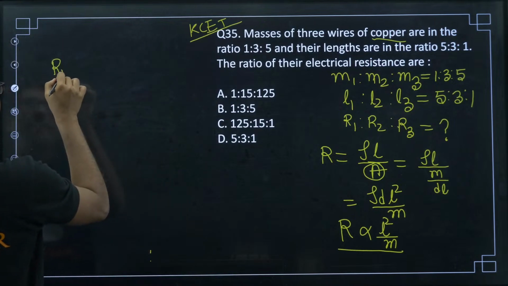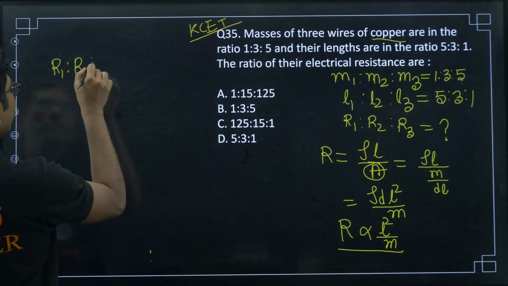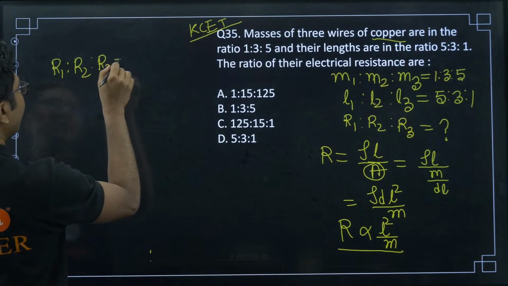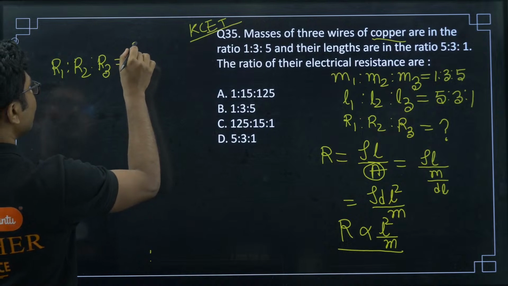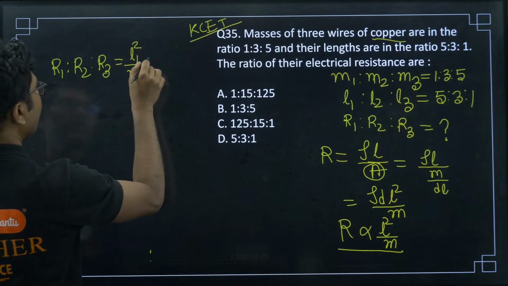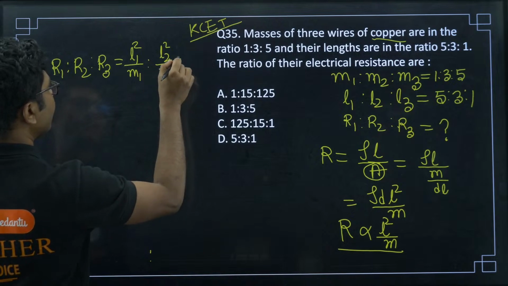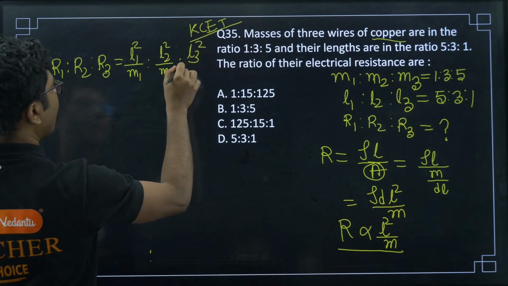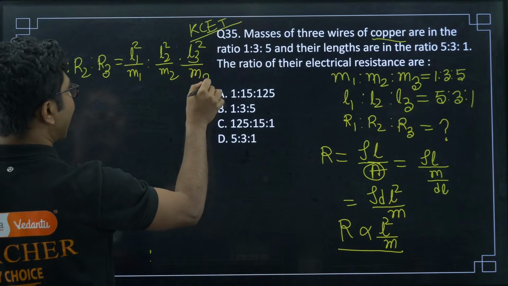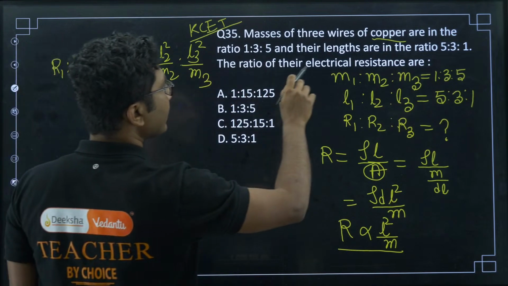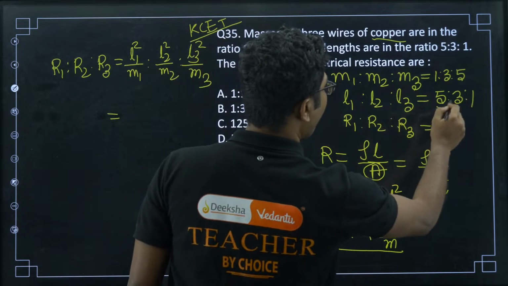R1 is to R2 is to R3 will be L1 square by M1 is to L2 square by M2 is to L3 square by M3. Other terms are constant, so they will cancel. So L1 is given by 5.